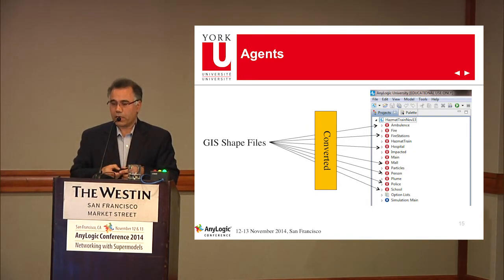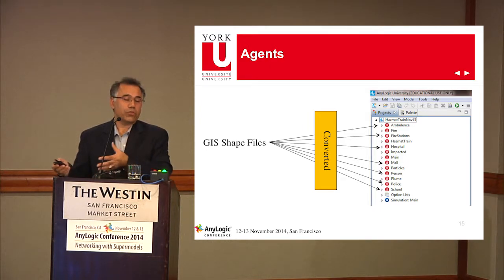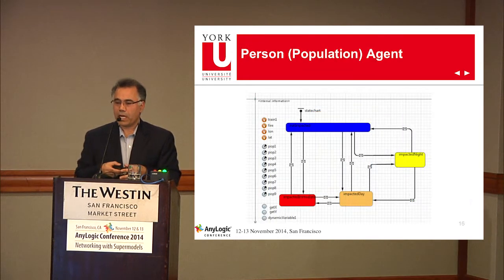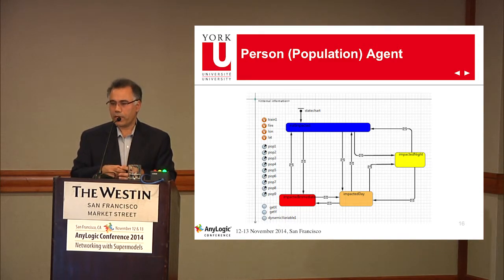Some of these agents are related to the actual hazard, like train, plume, particles, or the fire itself. Now, this is a simple demo of inside, for example, the population agent.